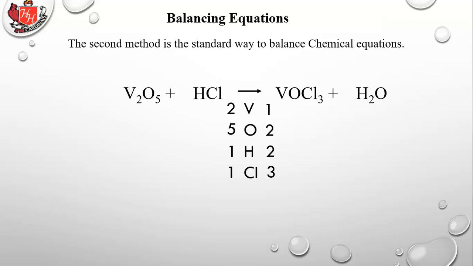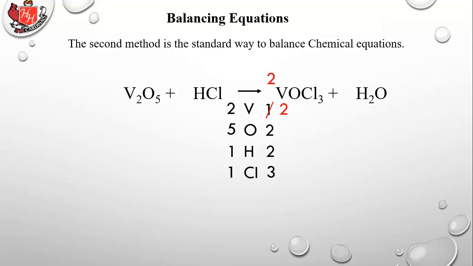Again, you can pick whatever you want. We're going to just go ahead and do it in the same order as we did the last one. So we're going to go with V first. So we're going to put a coefficient of 2 up above the VOCl3. So now you have 2 vanadium. So you're going to cancel out that 1 and turn it into a 2. So now the vanadiums are in balance. 2 on the left, 2 on the right.